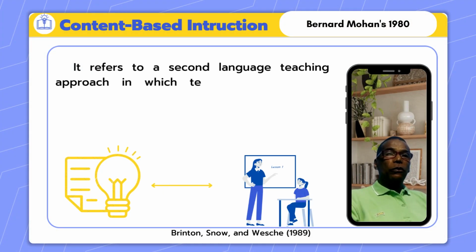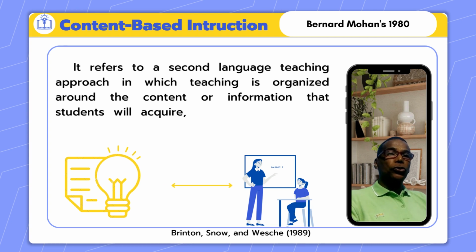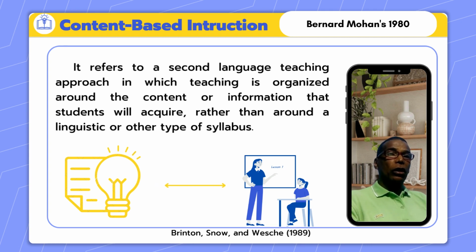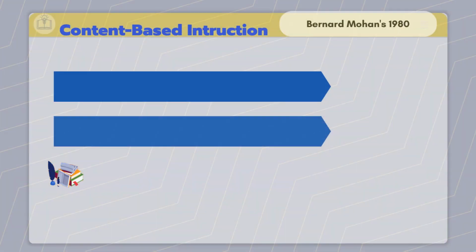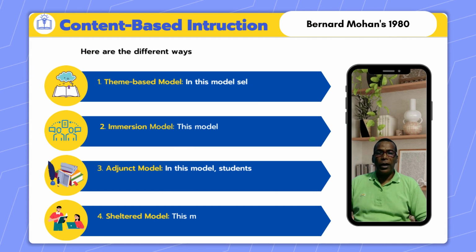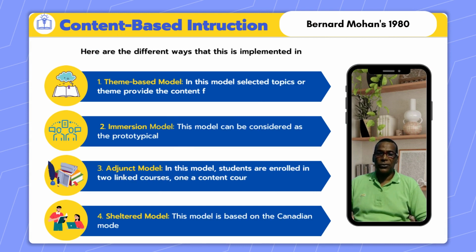Content-based instruction refers to a second language teaching approach in which teaching is organized around the content or information that students will acquire, rather than around a linguistic or other type of syllabus. CBI can also be seen as an approach to language teaching that integrates the presentation of subject matter, for example mathematics and social studies. These topics or classroom tasks are involved in the context of teaching a second language or foreign language. Here are 4 different ways that this could be implemented in the classroom.